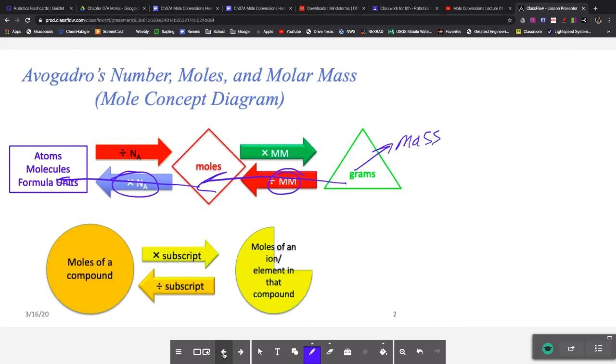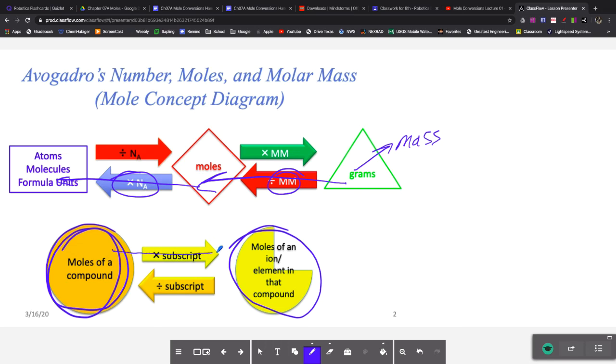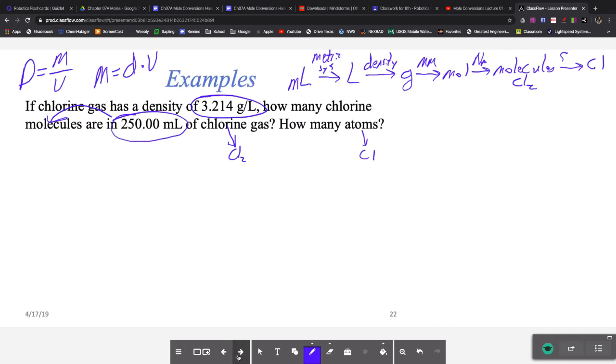So go back, look, we're basically going from moles of the compound, or it could be molecules of a compound. Okay, in this case, it's technically not a compound; it's an element. But to go from molecules to atoms of an element in that molecule, we can use a subscript to do that. So we're going to use our subscripts to do that. Okay? So milliliters to liters, that's going to be step number 1.